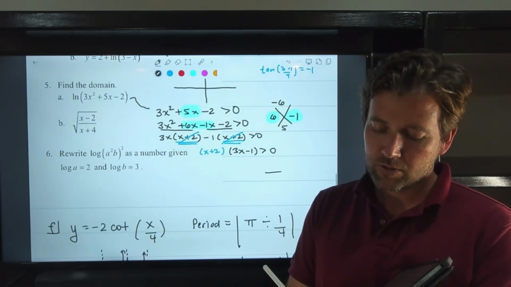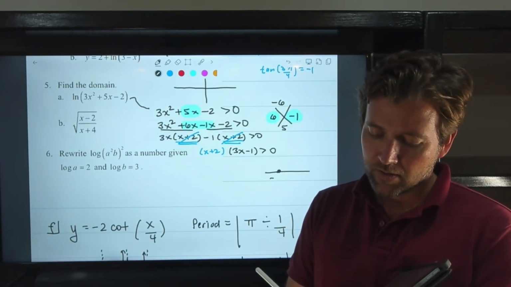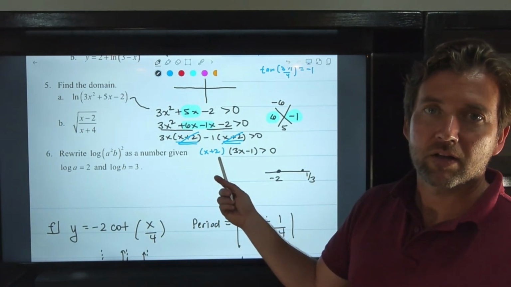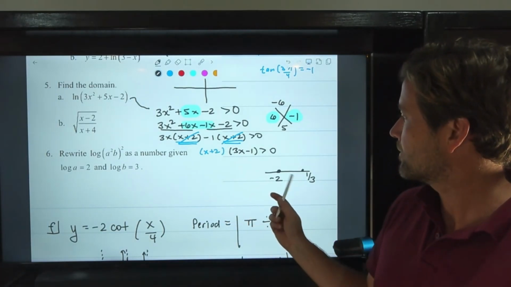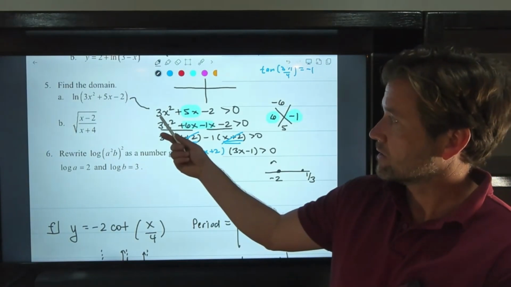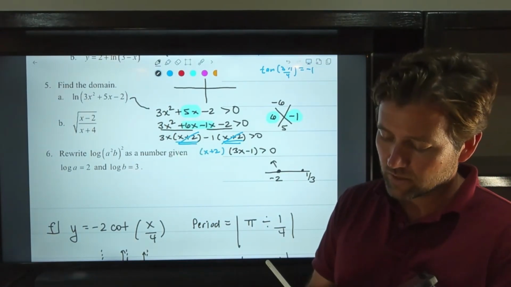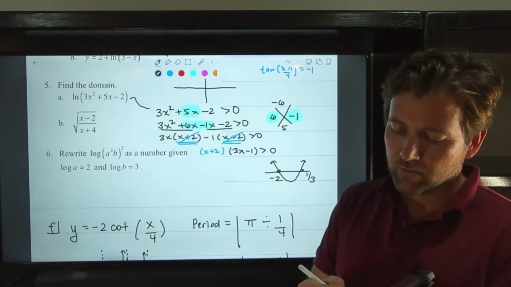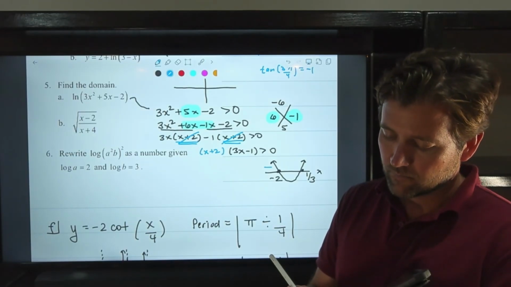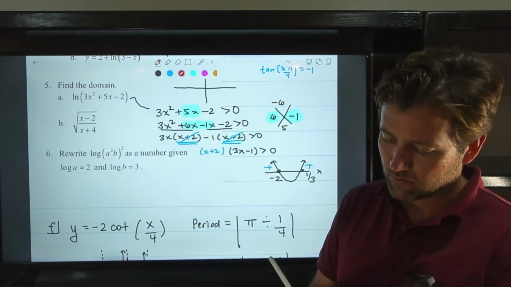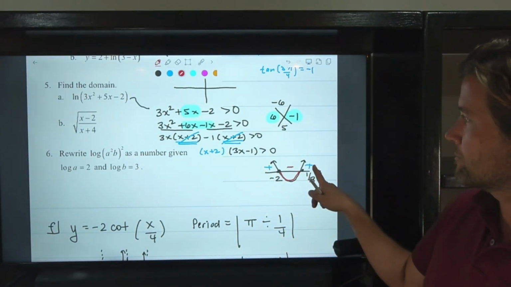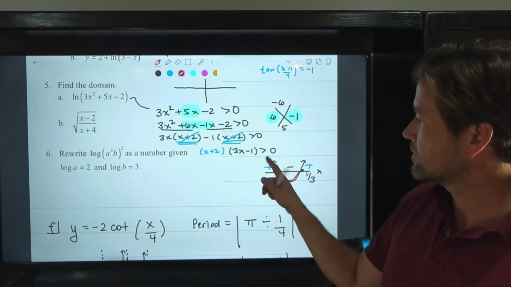Now I'm going to solve this by graphing the polynomial. If I set this equal to y, you'd have x-intercepts at -2 and 1/3. The leading coefficient is 3. The leading term is 3x squared, so the graph is going upwards. So I can see the graph is above the x-axis from -infinity to -2, and from 1/3 to infinity. That's when the outputs will be greater than 0.